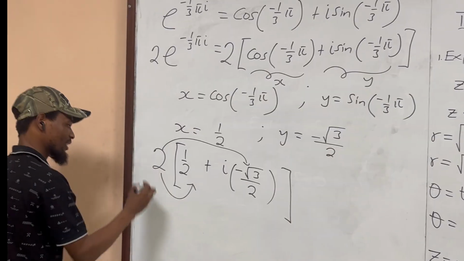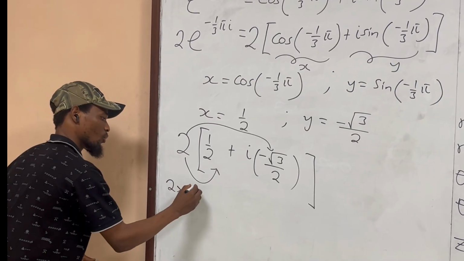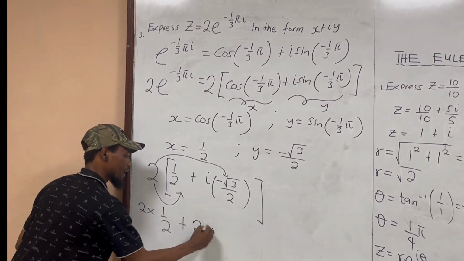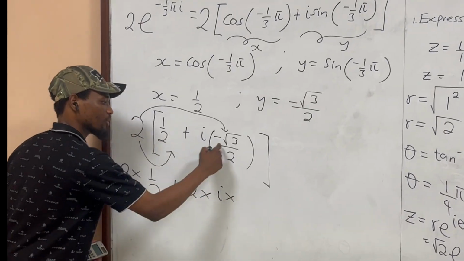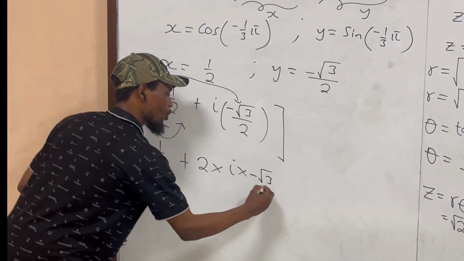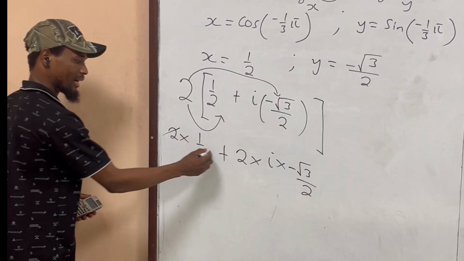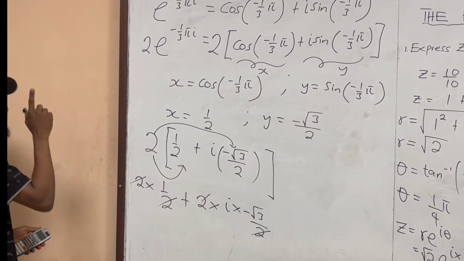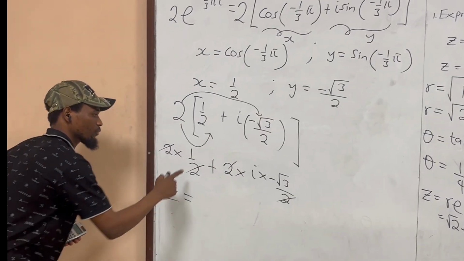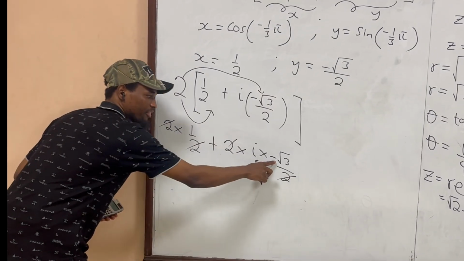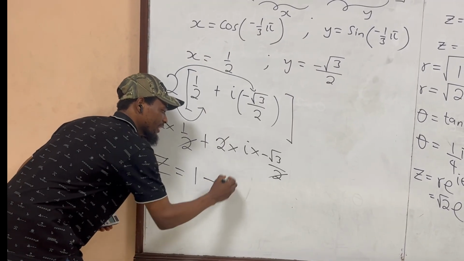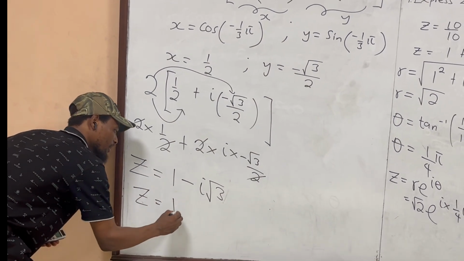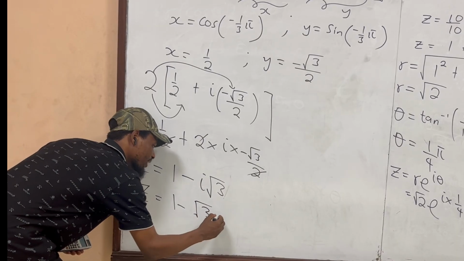So I can say 2 times 1 on 2 plus 2 times i times negative root 3 on 2. So 2 cancels 2, and I have a complex number z which is equal to 1 plus i times negative root 3, and this is the same as 1 minus root 3 i.